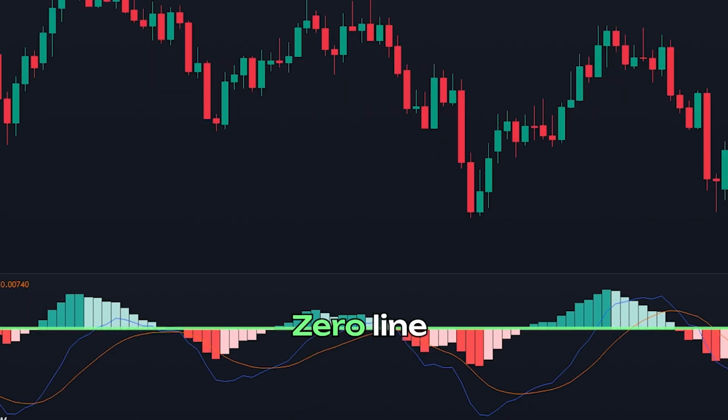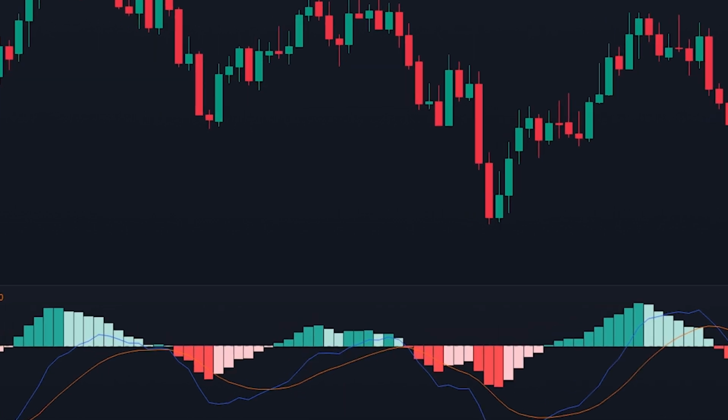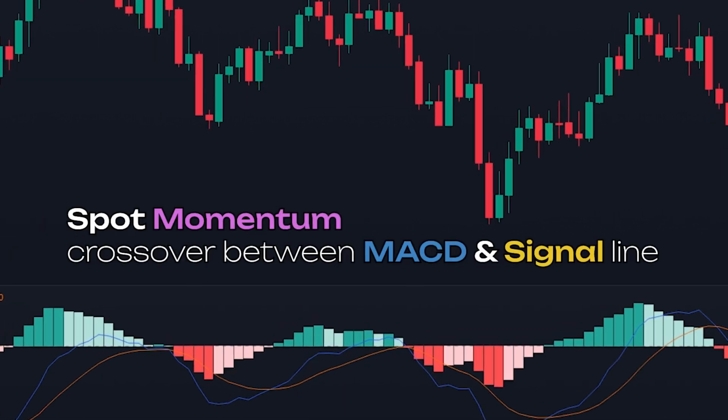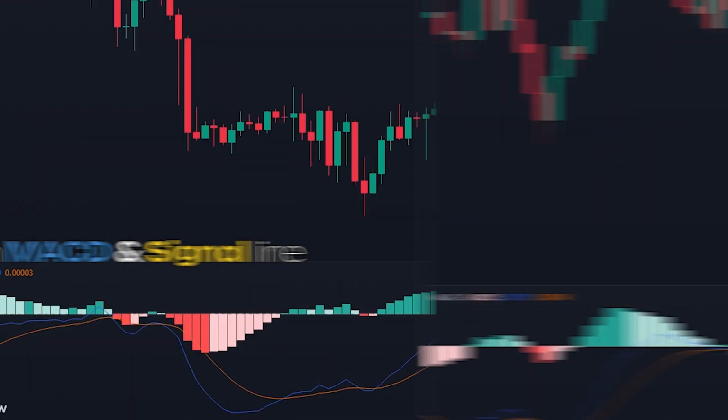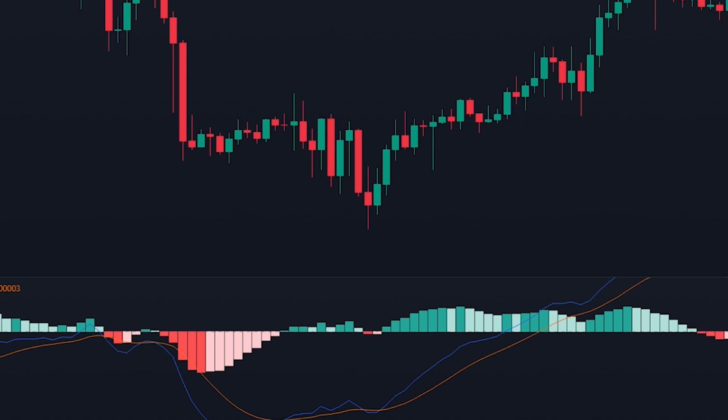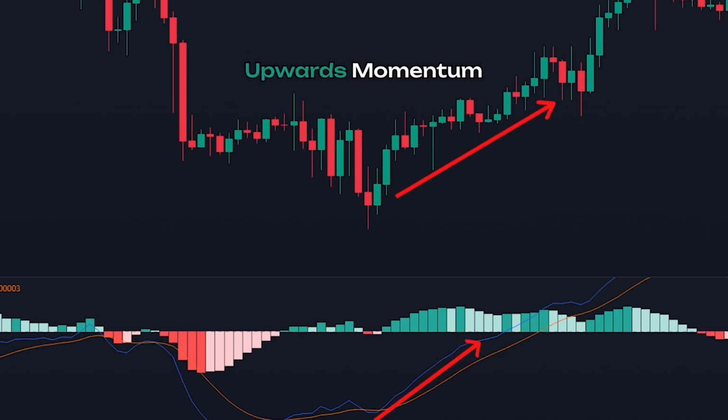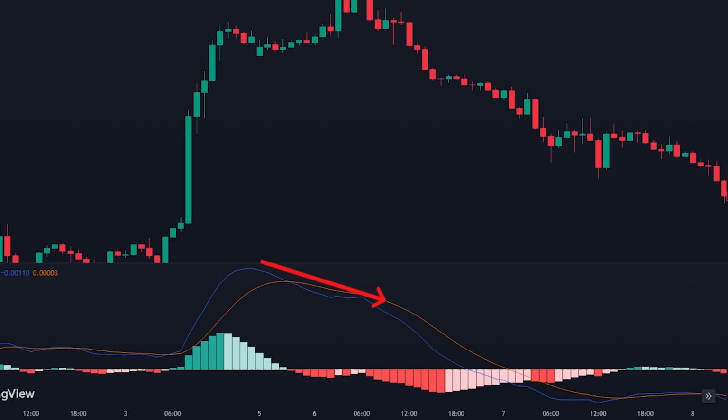Lastly, there is the zero line, serving as the center of the MACD indicator. Traders use this indicator to spot momentum by looking at the crossover between the MACD line and the signal line. Let me show you an example. If the MACD line crosses above the signal line, it indicates that the market is on an upward momentum. And if it crosses below, it indicates that the market is on a downward momentum.